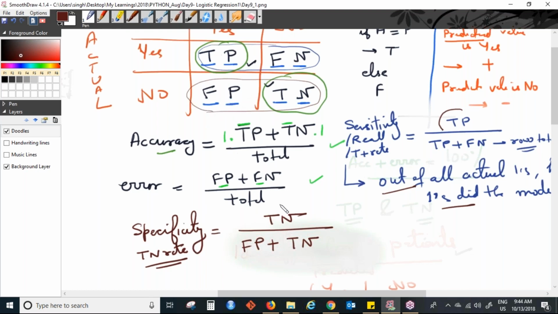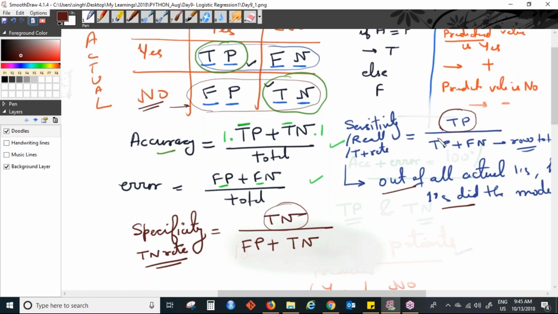The interpretation is also similar: out of all actual no, how many no did you identify, or predict? This is specificity. It is another parameter which measures how well you are identifying your no. Sensitivity measures how well you are identifying the yeses in your data, and this measures how well you are identifying the no's in your data.